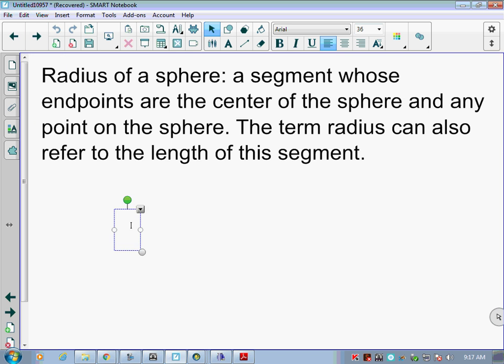So the radius of a sphere is a segment whose endpoints are at the center of the sphere and any point on the sphere. The term radius can also refer to the length of that segment. So we're talking about the line segment that connects the center of the sphere to any point on the outside edge of that sphere. Okay? And so that segment refers to that distance, and that's what we call the radius.